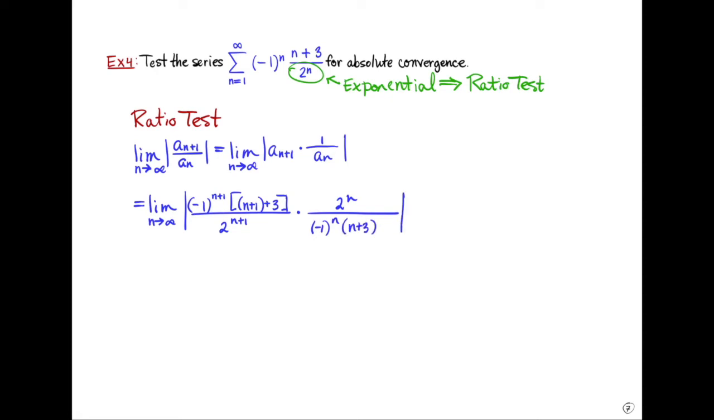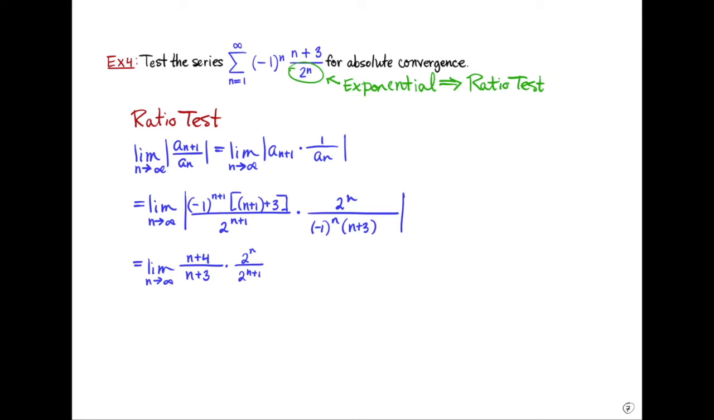Note here that if we got rid of the -1 to the n plus 1 divided by the -1 to the n, then all of the terms would be positive. So we can drop the absolute value signs. And I'd highly recommend, when you are evaluating these limits, to group them by like terms. It makes it much easier to see what's going to cancel out. So we have in the numerator, the n plus 1 plus 3 is n plus 4. And we'll divide that by n plus 3 times 2 to the n over 2 to the n plus 1.